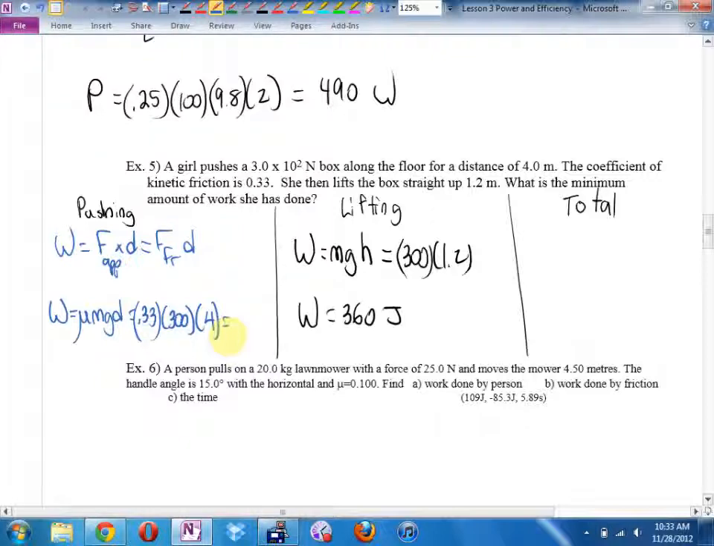Well, 300 times 4 is 1,200 times 0.33. 1,200 times 0.3 would be 360. It's going to be 360 plus 36. It's going to be 396? Yeah? Joules. What's the total amount of work done?